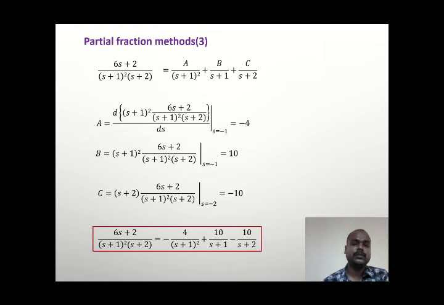For b, we have to multiply this by (s+1) whole square, and put s = -1. Then we can obtain b = 10. And for c, it is very simple. You have to just multiply with s + 2, which we have done here, and then put s = -2, and we can obtain c = -10. So the final partial fraction for (6s + 2)/((s+1)²(s+2)) is equal to -4/(s+1)² + 10/(s+1) - 10/(s+2).